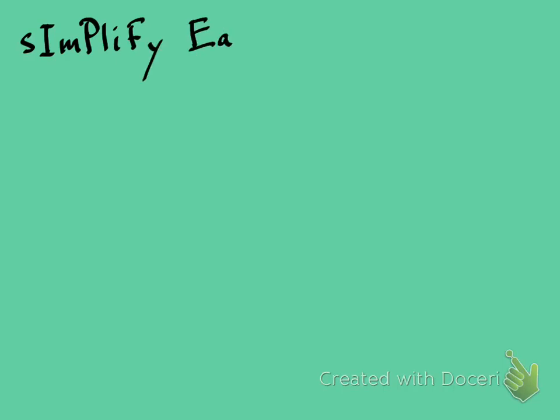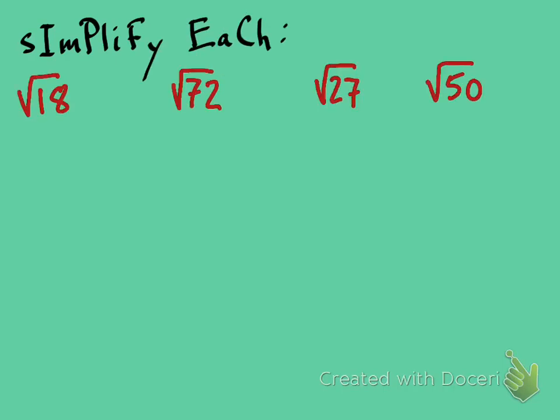After you see these, why don't you try to pause the video a little bit and see if you can come up with the simplified version of each one of those radicals: square root of 18, square root of 72, square root of 27, and the square root of 50. All right? Okay, well, if you gave that a try, I hope you paused the video for a second and gave it a try. Let's see what you got.